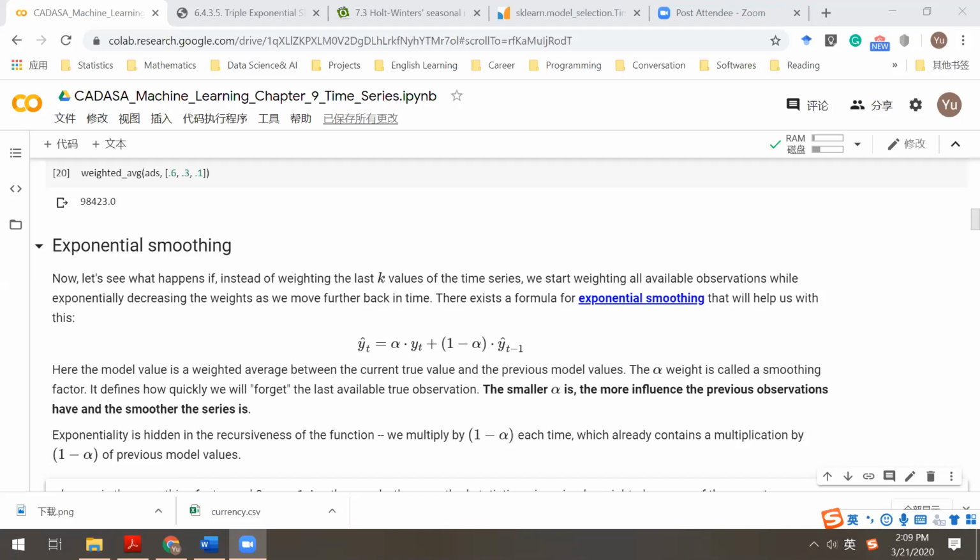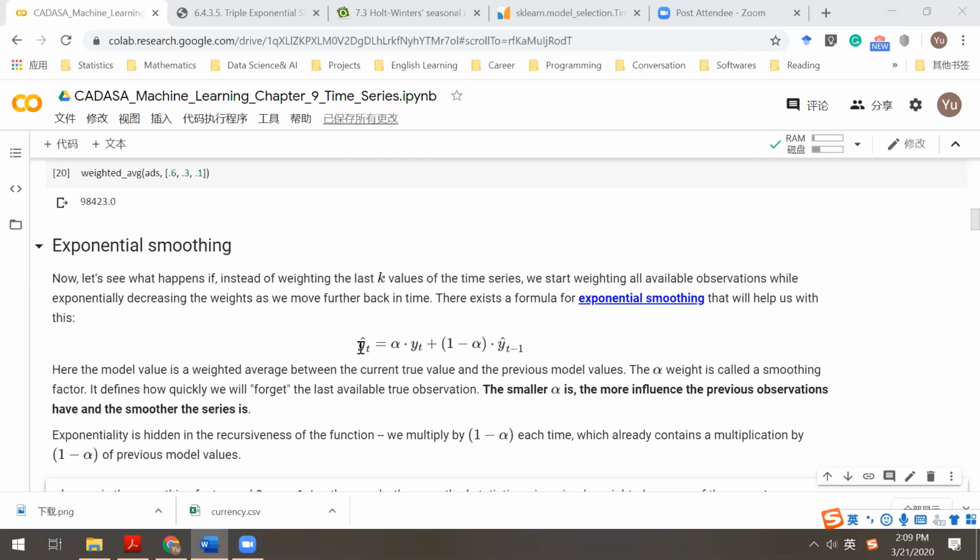Oh, let's see. I cannot see my screen here. Okay, one second. Share. Oh, here. Here is the function.